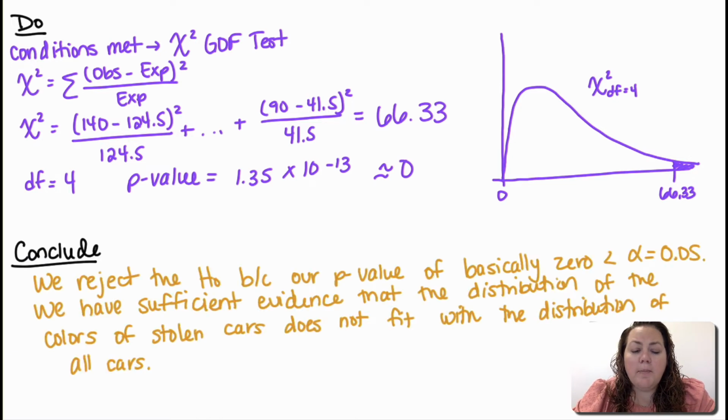Conclude: because our p-value is quite small, we reject the null hypothesis because our p-value, which is basically 0, is less than 0.05. We have sufficient evidence that the distribution of colors of stolen cars does not fit with the distribution of all cars.